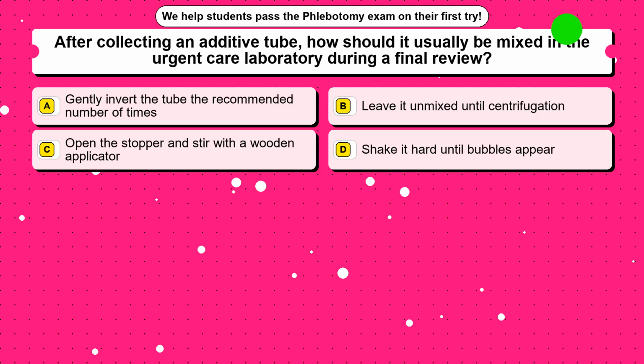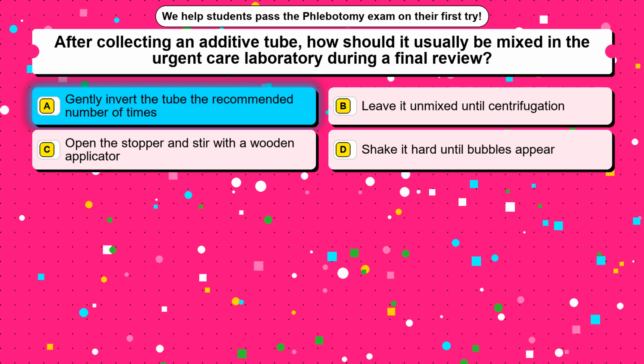Question 9. After collecting an additive tube, how should it usually be mixed in the urgent care laboratory during a final review? Option A, gently invert the tube the recommended number of times. Option B, leave it unmixed until centrifugation. Option C, open the stopper and stir with a wooden applicator. Option D, shake it hard until bubbles appear.